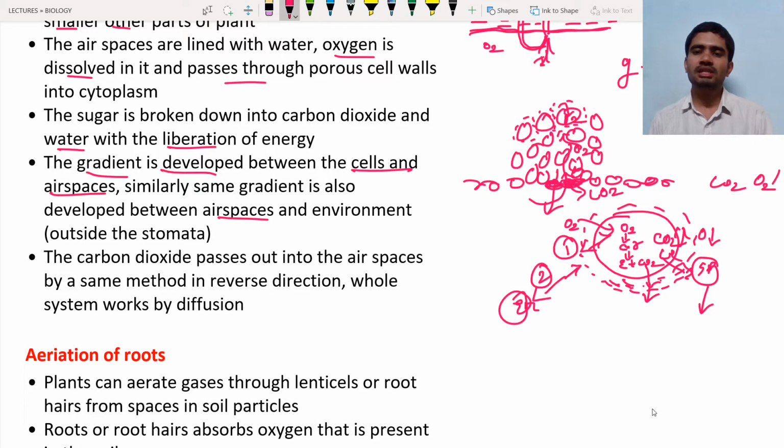So the first exchange is between the cells and air spaces, and the second exchange is from the air spaces to the environment. In this way the gradient will be developed, and with the help of this gradient the gases will get exchanged between the air spaces and the environment outside the stomata. The carbon dioxide is passed out into the air spaces by the same method in the reverse direction. As oxygen entered into the cells, in the same way the carbon dioxide is going to exit the cells into the environment. This system works by diffusion.